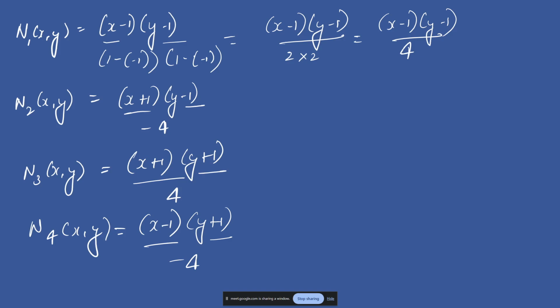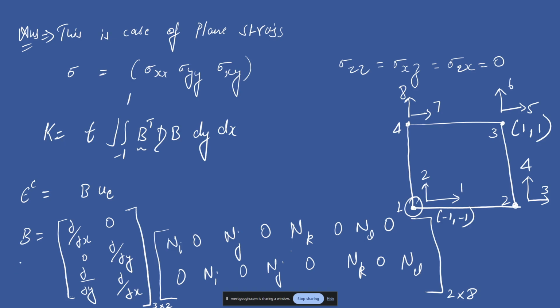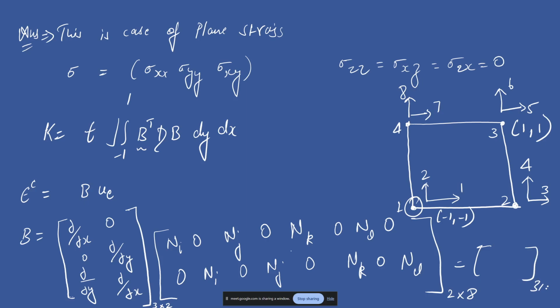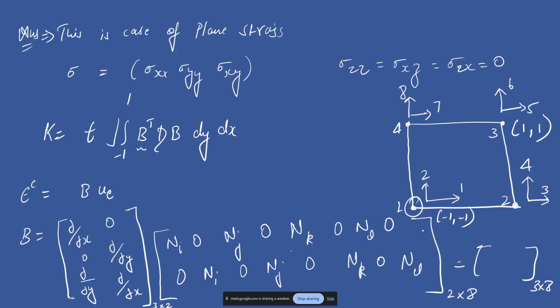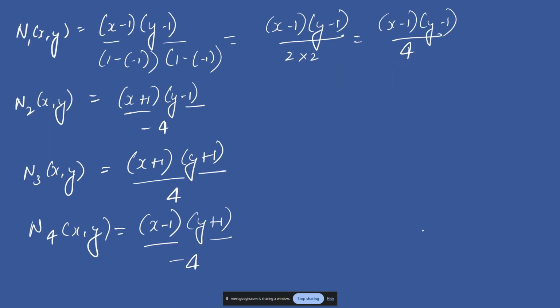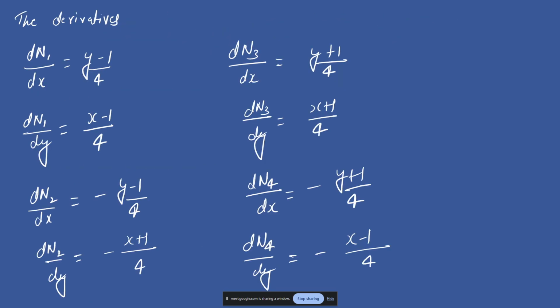Once you have these derivatives, when you multiply this B matrix, you will get a matrix of 3 by 8 order, and in this particular matrix we will have some terms of the shape function and some terms corresponding to the derivative of the shape function. That's why the shape functions as well as their derivatives with respect to x and y need to be evaluated, and once you have these, you can calculate your B matrix.